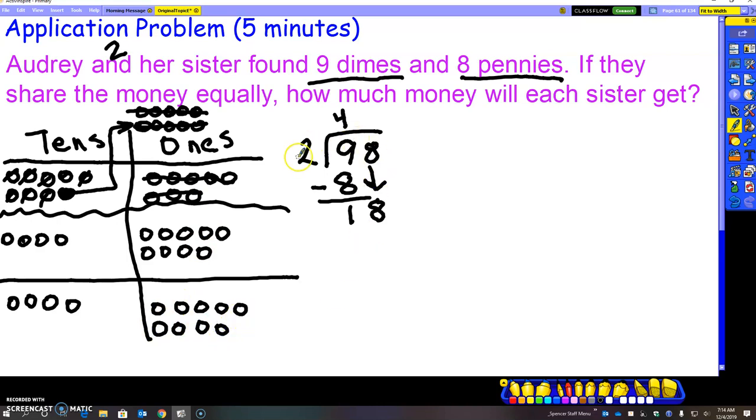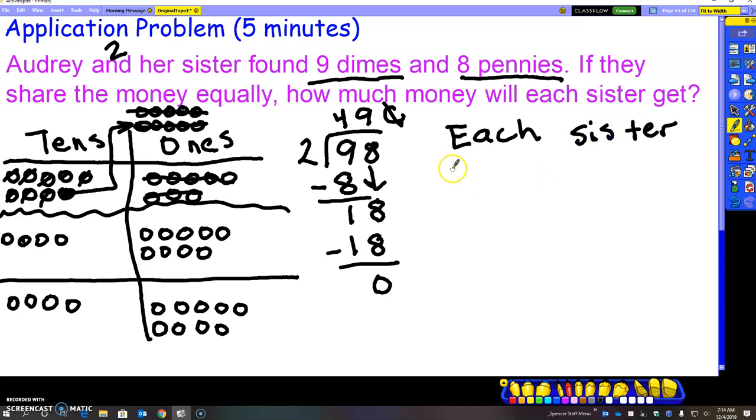But 2 goes into 18 an even 9 times, and that makes sense. 9 times 2 is 18. That's why all of them were used up. So I'm left with a remainder of 0. To answer the question here, how much money will each sister get? Remember, this was in cents. So our unit is in cents. So each sister will get 49 cents.